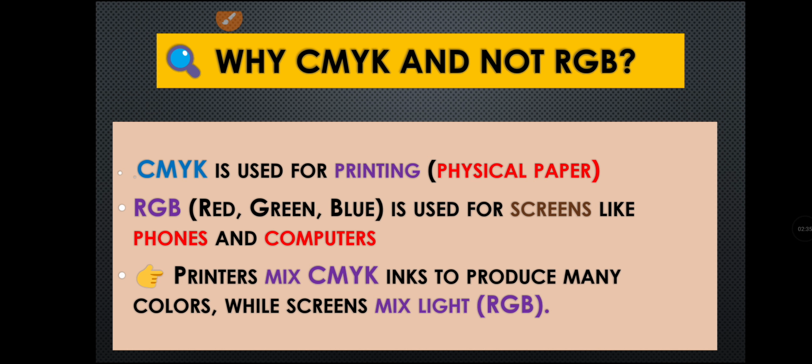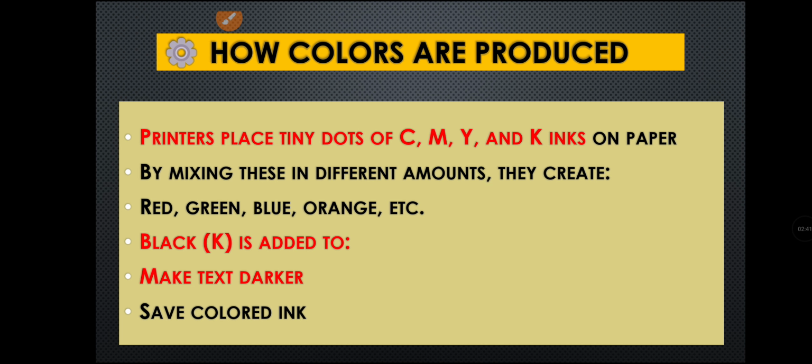So how do printers give the colors? First of all, how are different colors produced? That is the question. Here printers place tiny dots of CMYK on paper. So printers do what? They put tiny dots of which colors? CMYK on paper.